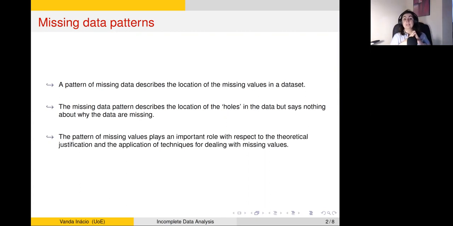Nonetheless, the pattern of missing values plays an important role with regard to the theoretical justification and the application of the approaches for dealing with missing values. There are several possible missing data patterns, but in this video we will be looking only at 3 of them.